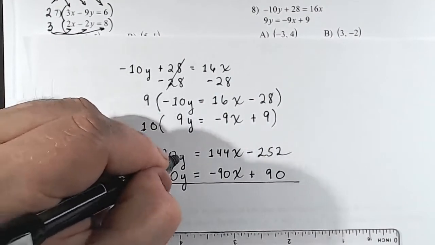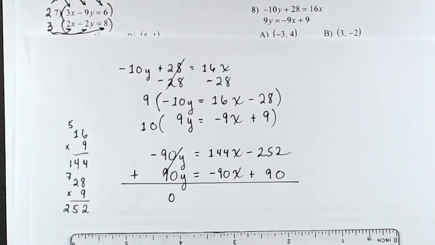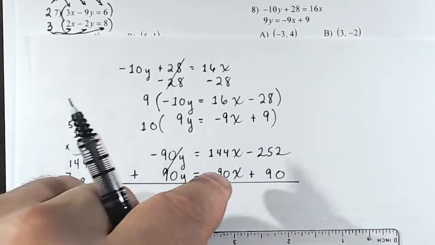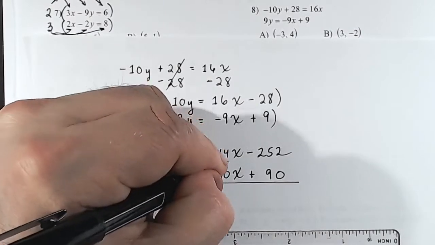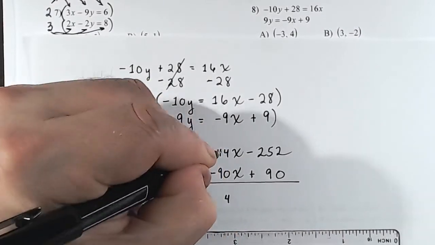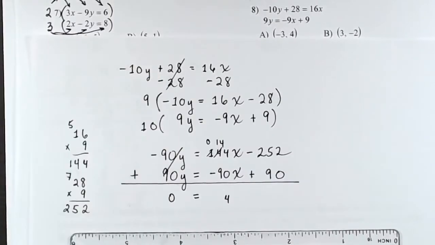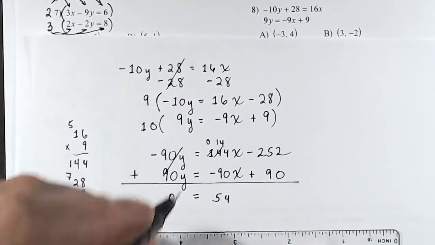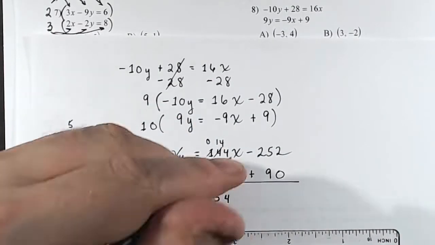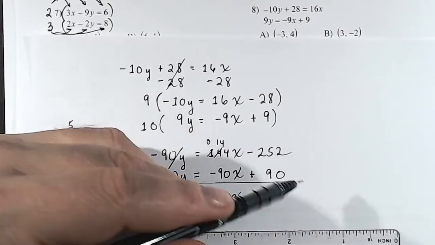So negative 90y plus 90y is 0. So these cancel. And you have 0 equals 144x plus negative 90x. Well, that's the same thing as subtraction. So we'll just do 4 minus 0 is 4. And then I can't take 9 from 4, so I'll borrow here and put a 14 here. 9 from 14 is 5. Right? This is a 0. So 0 equals 54x. And now I have to do negative 252 plus 90.